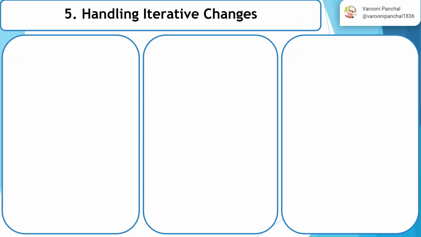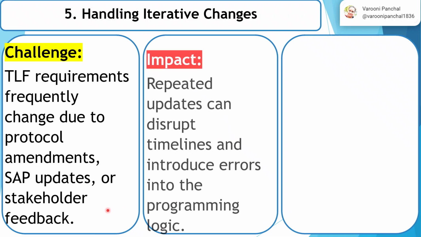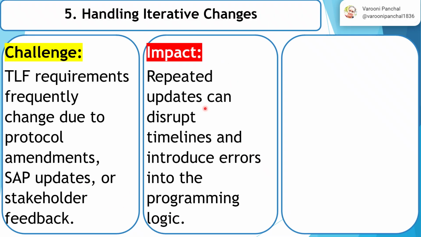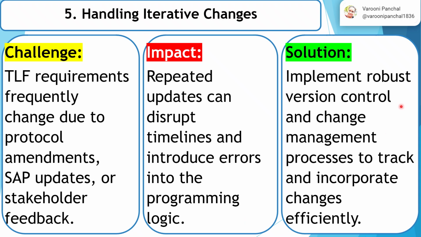Number 5. Handling iterative changes. Challenge. TLF requirements frequently change due to protocol amendments, SAP updates, or stakeholder feedback. Impact. Repeated updates can disrupt timelines and introduce errors into the programming logic. Solution. Implement robust version control and change management processes to track and incorporate changes efficiently.